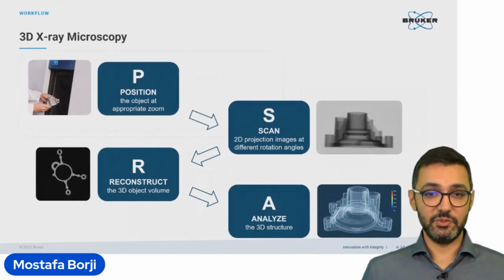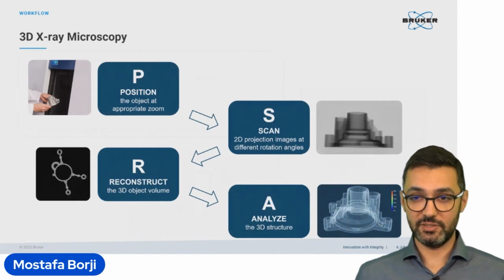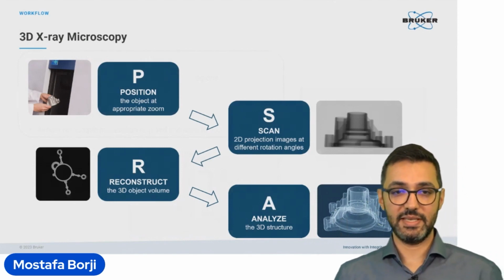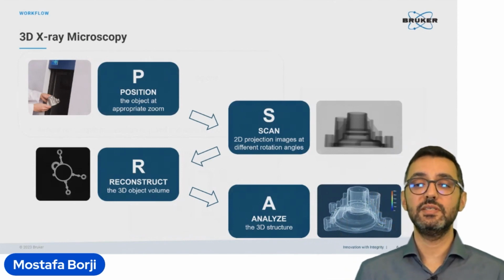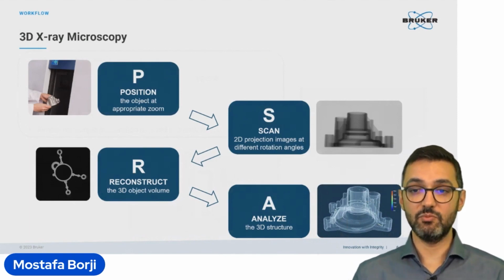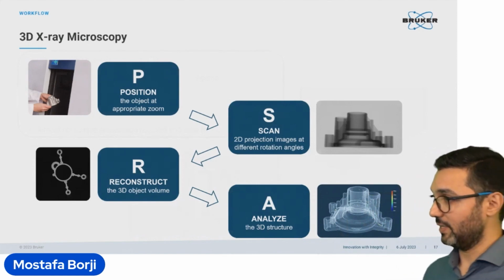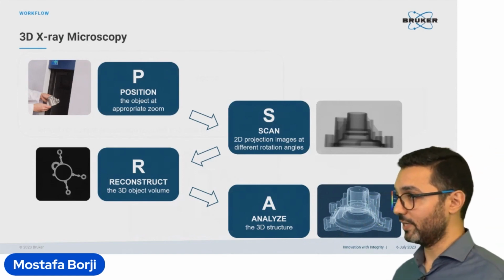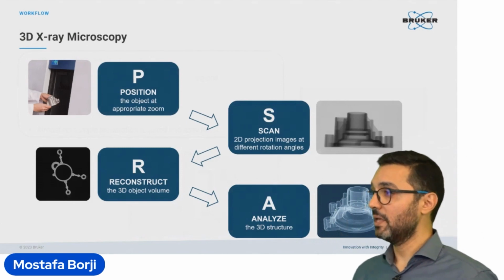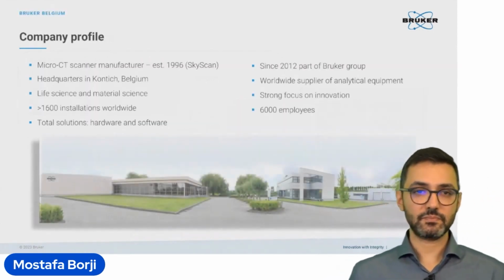After that, we put these 2D projections together. We call it reconstructing the data set, and it gives us a 3D representation, or a 3D volume, of the sample that we have scanned. Then, based on the contrast and the materials we would like to do measurements on, we can analyze these 3D volumes.